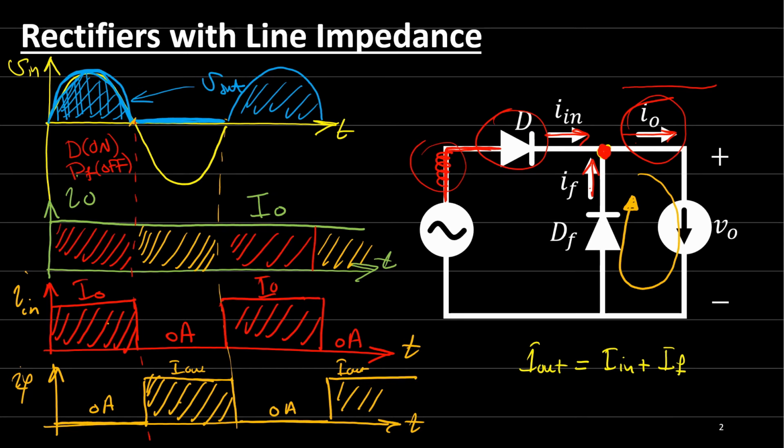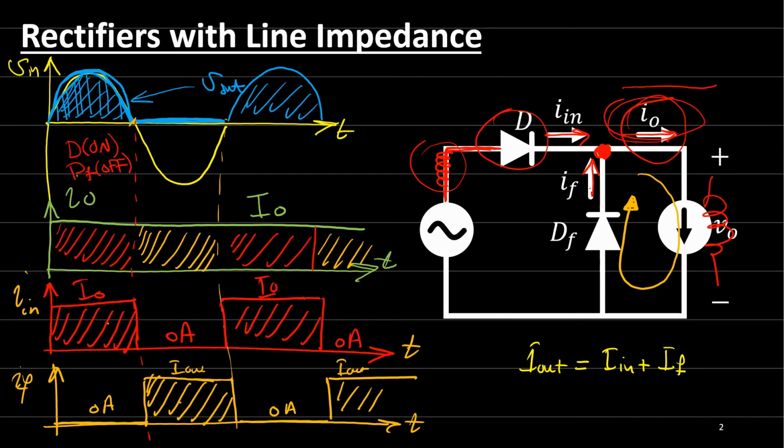So at zero crossing here, when we have commutating between the input current and the freewheeling diode current, we agreed that the output current is always fixed and constant because the load is a highly inductive load. So at zero crossing here, in a very short time, the input current is dropped to 0, and the freewheeling diode current rises to the value of the load current.